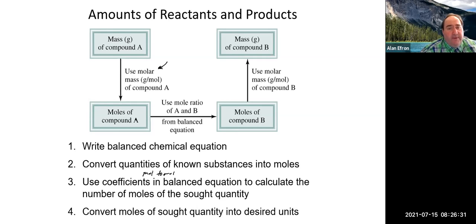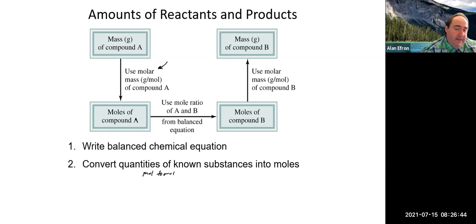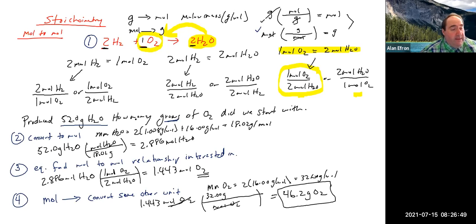And what do stoichiometry problems allow us to do? They basically allow us to understand what should be produced and how much you need in a particular reaction. So for example, in my made up problem here, what we calculated with the 46.2 grams of oxygen is that if I produced 52 grams of water, that meant I had to start with 46.2 grams of oxygen.